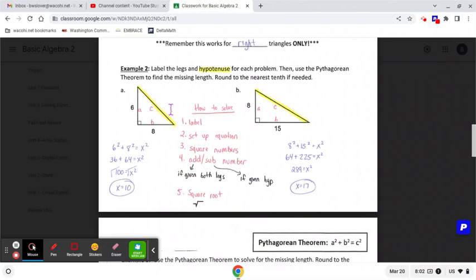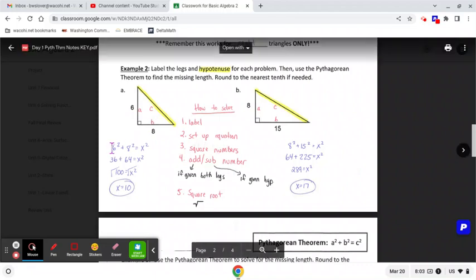So example 2, label the legs and the hypotenuse for each problem. Then use the Pythagorean theorem to find the missing length. Label first. So how to solve. Here's my steps for success. Label first. Right? A, B, and C. The only one that really matters is the C. The A and the B are interchangeable. Set up an equation. So I labeled A, B, and C. A is 6, B is 8, C is unknown. So I'm choosing to call that X.